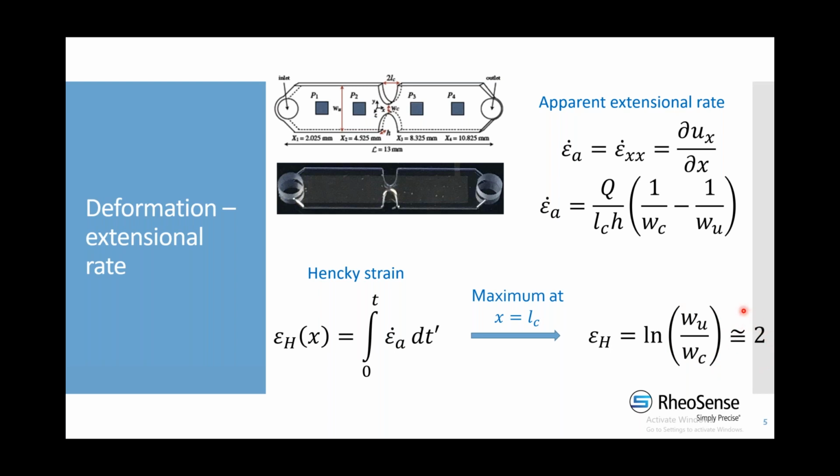But because we still have the physical confines of the channel, we have a no-slip boundary condition at the boundaries. This introduces a shear contribution to the deformation as well. So this is not purely extensional flow. This is a mixed flow of shear and extensional.